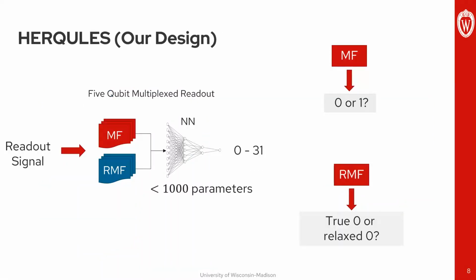Here is a quick run through of our design, which we call Hercules. Hercules is basically a hierarchy of classifiers. The first level of classifiers are match filters, of two different kinds. The outputs of these match filters are fed to a very tiny neural network that then discriminates the state of all 5 qubits present in our system.